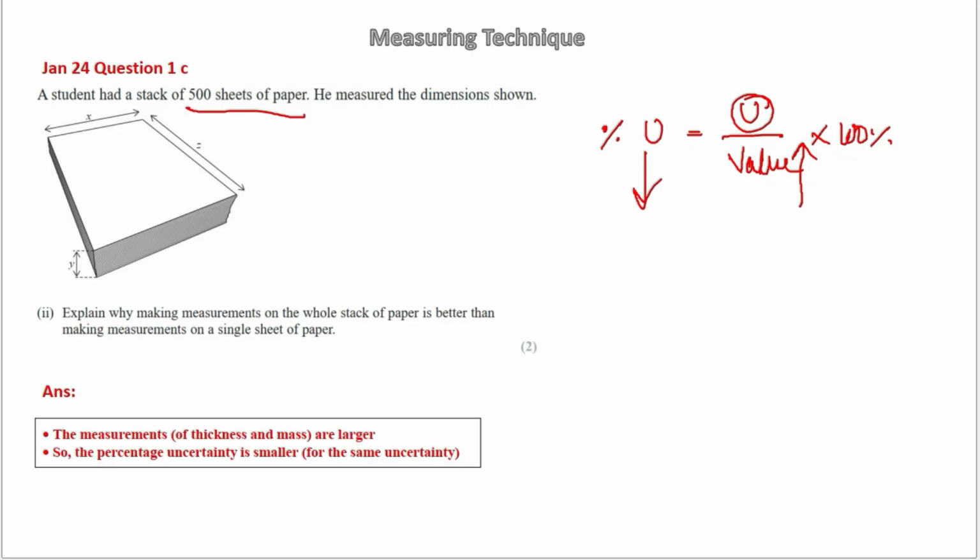So let's look at the mark scheme. Check this out. The measurements of the thickness and mass are larger, so the percentage uncertainty is smaller. The point that the uncertainty remains the same is actually a marking point if it were a 3-mark question.